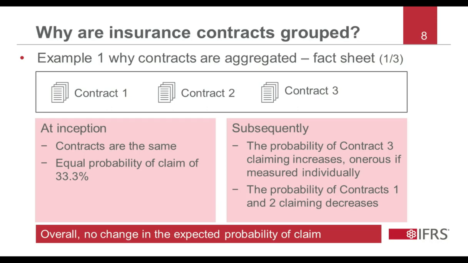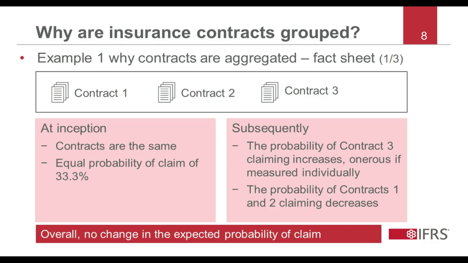Over the next 3 slides, we will go through Example 1. Example 1 is a simplified example of why measuring profitability at an individual contract level may not best represent the principle we covered earlier, that insurance activities often rely on a number of similar contracts being issued to reduce risk.